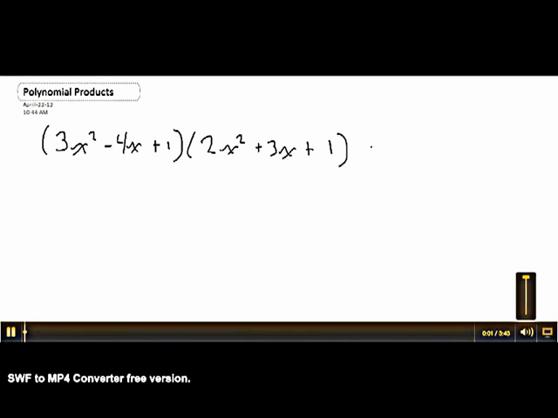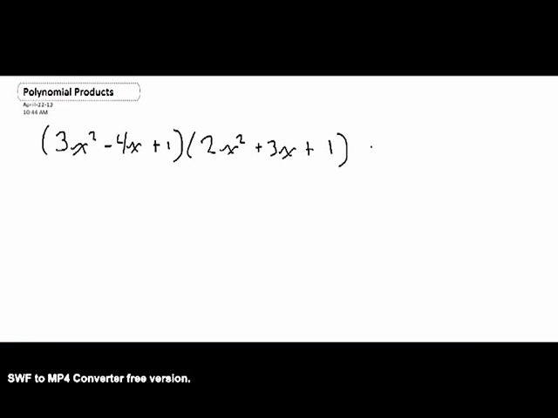Hello students, and we're going to wrap up our polynomial products with how to multiply a trinomial times a trinomial. Now, in this case, they're equally as large. They each have 3 terms. So we're just going to work from starting on our left-hand trinomial here.